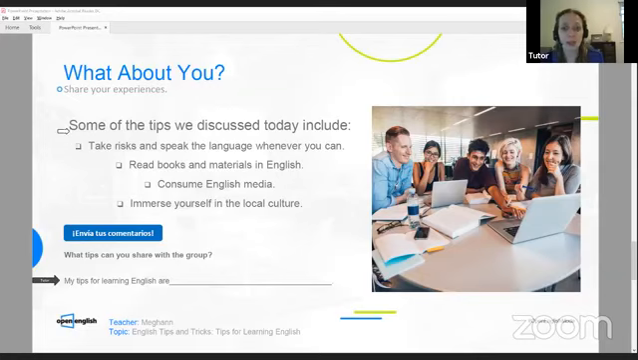Envía tus comentarios. Some of the tips we discussed today include number 1, we talked about taking risks, arriesgarse, and speaking the language whenever you can, practicing in many places with many people. Our second tip was about reading books and materials in English. We talked about books, newspaper articles, web pages. Our third tip was to consume English media. We talked about using strategies to watch videos and listen to podcasts so that you can start simply and work your way to more advanced listening. And we also talked about immersing yourself in the local culture.